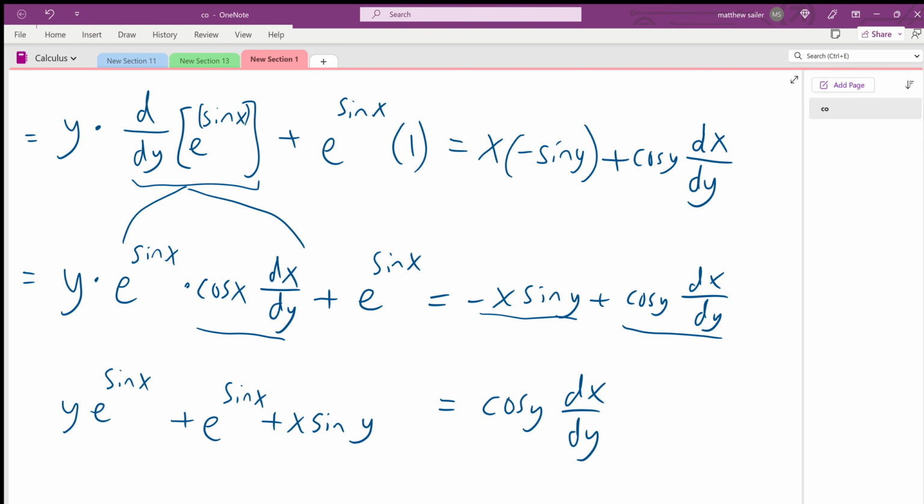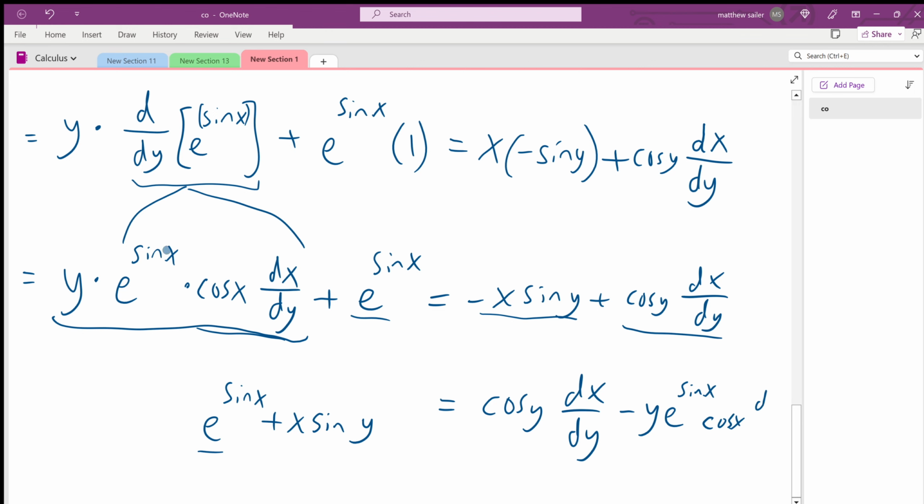I accidentally kept this here. Okay, my bad. So this whole thing is multiplied together. So on the left-hand side, we actually don't include this y e to the sine x term. So we just have this e to the sine x plus x sine y. So we're subtracting this entire term on the left-hand side to move to the right-hand side. So now we have minus y e to the sine x cosine of x dx/dy.